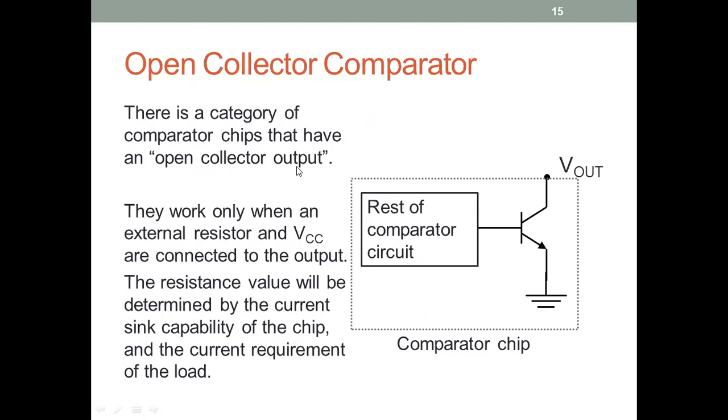There is a class of comparators which have an open collector output. So this dashed line shows the inside of a comparator. So there's of course some big circuit. But at the output, there is one bipolar transistor, and the pin that comes out from the chip for the output pin is just floating. There's nothing connected to it.